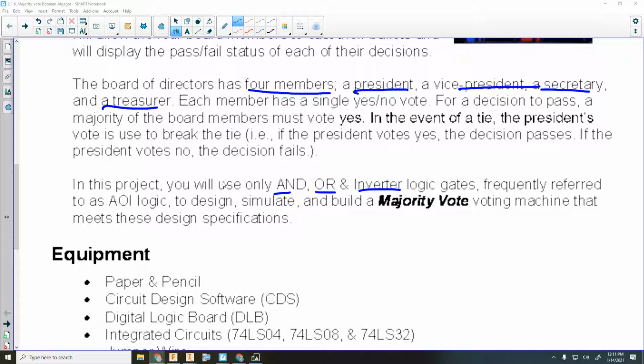Well, what we are looking at in this situation is a board of directors that has only 4 members: a president, a vice president, a secretary, and a treasurer. So you have to have a majority. If 3 people vote yes, it's going to pass. What we are saying in this situation is, if there is a tie, then the president's vote will break the tie.